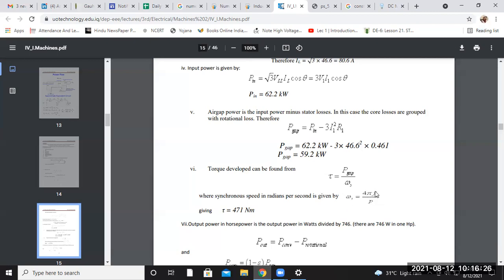So just put the value of Fe as 60 hertz, and P, the number of poles, is 6. Accordingly, if you put in the values, there will be 40 pi. With 40 pi, just put the value of air gap power as 59.2 kilowatt. Using that formula and putting in the proper values, you have the torque as 471 Newton meter. The torque has the unit Newton meter.